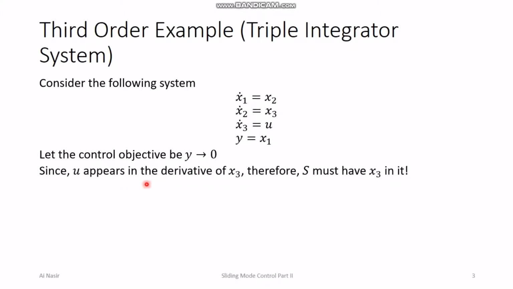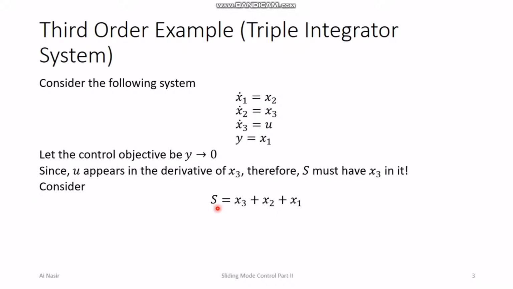Since u appears in the derivative of x3, and we know that we have to have u in the derivative of the sliding surface, whatever sliding surface we choose, we must have x3 in the sliding surface. So consider this sliding surface: S is equal to x3 plus x2 plus x1. Choosing the sliding surface like this will ensure that u will appear in the derivative of the sliding surface.